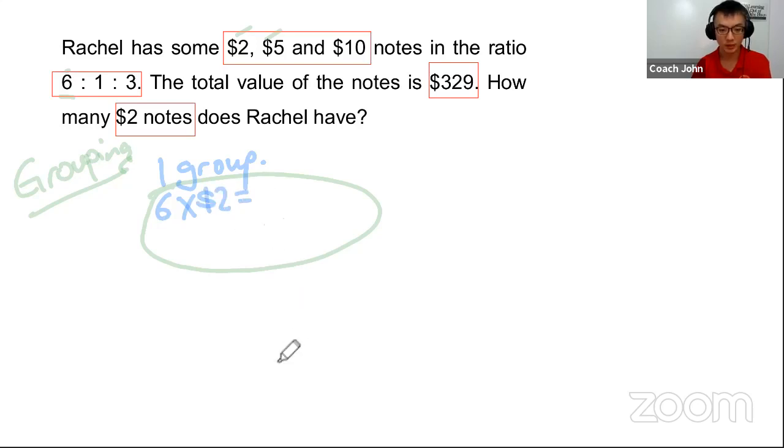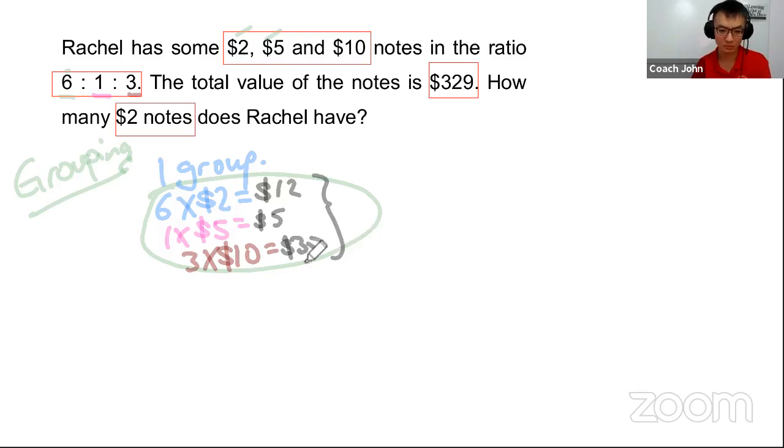Then in a group of 6:1:3, she has 1 piece of $5 note, and then she has 3 pieces of $10 notes. So if you do out the math, you have 12, you have 5, and you have 30. And naturally, you know that this is 47.